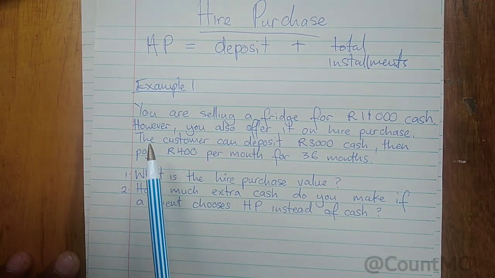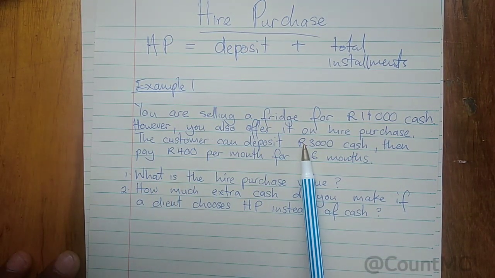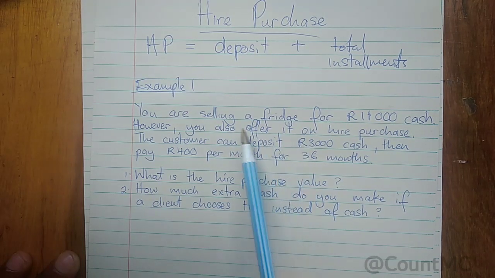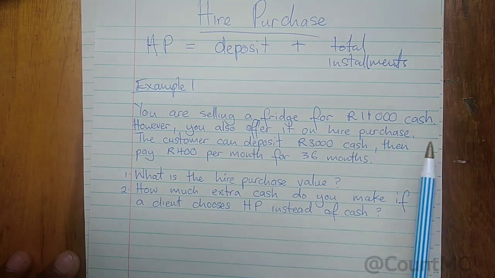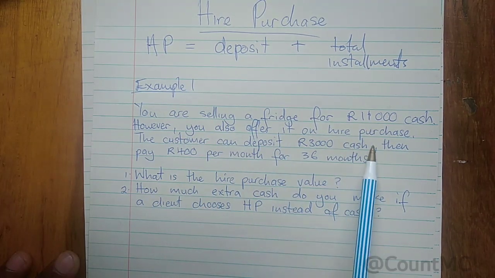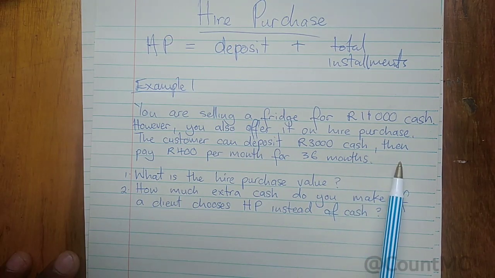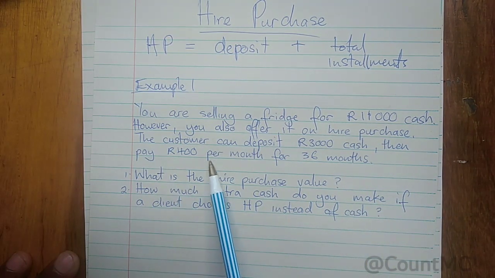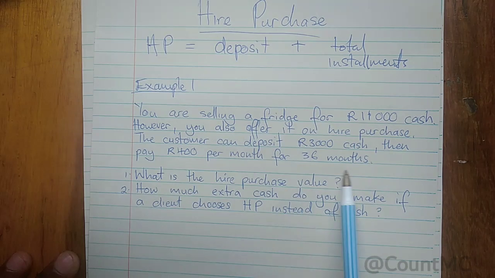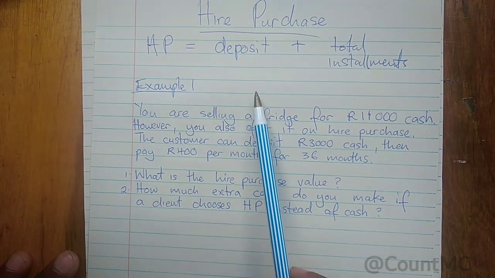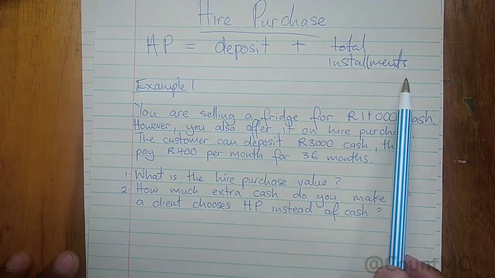Example number 1. You are selling a fridge. So we are looking at this from the seller side first. You are selling a fridge for 11,000 rands cash. However, you also offer it on hire purchase. The customer can deposit 3,000 cash, then pay 400 rands per month for 36 months. This is 3 years. What is the hire purchase value? So that's the first thing. You should be able to calculate the hire purchase value. So hire purchase equals deposit plus total installments.